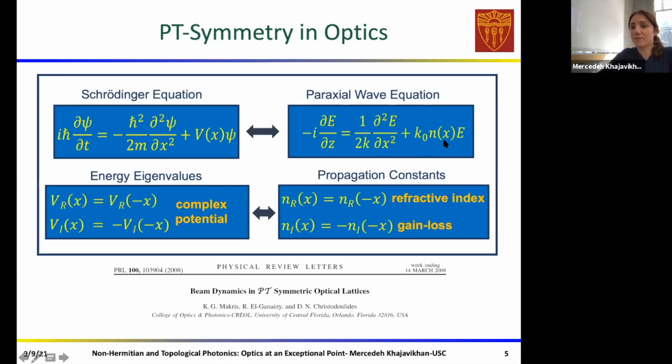Now remember, refractive index has a real part and an imaginary part. For the real part of the refractive index, most of the time we refer to it as index. And the imaginary part of the refractive index is what we know as gain or loss. So in optics, in order to get a PT-symmetric potential, we need to design a system where the refractive index profile has a real part that is even in space, and an imaginary part that is an odd function of space.